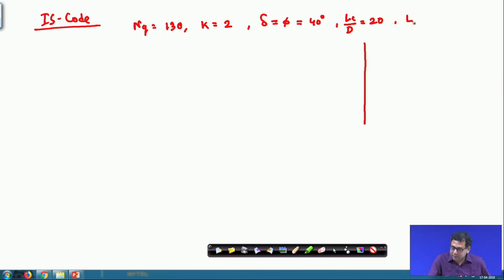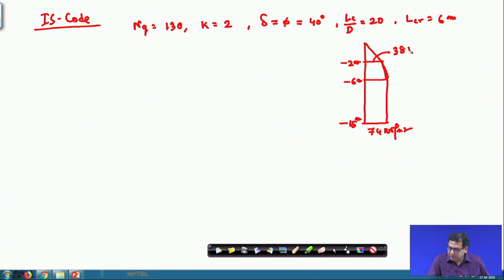So, that means L critical is again 6 meter. The same things we will use: this is up to 2, then 6, then it will be uniform. Okay. So, this will be the 74 kilonewton per meter square, this is the 6 meter, this is the 2 meter, minus 2 meter, minus 6 meter, minus 15 meter. So, this is 38 kilonewton per meter square, and this is the value which is 74 kilonewton per meter square.